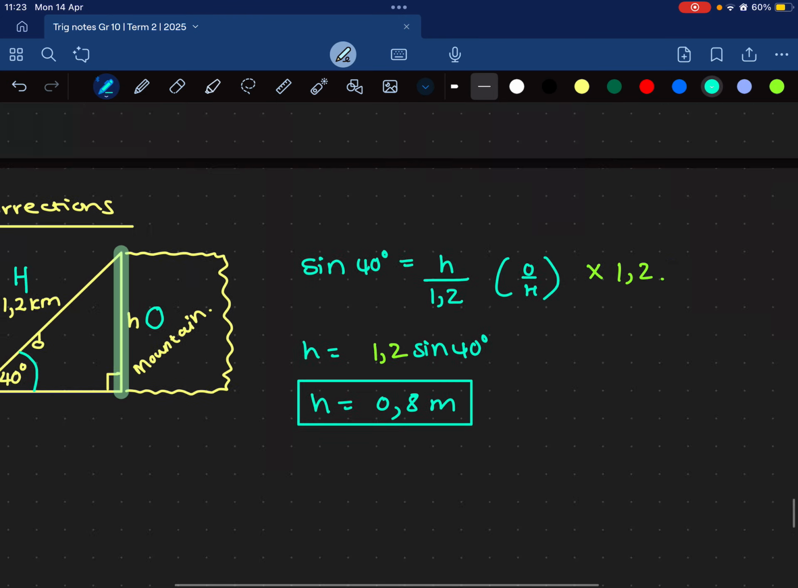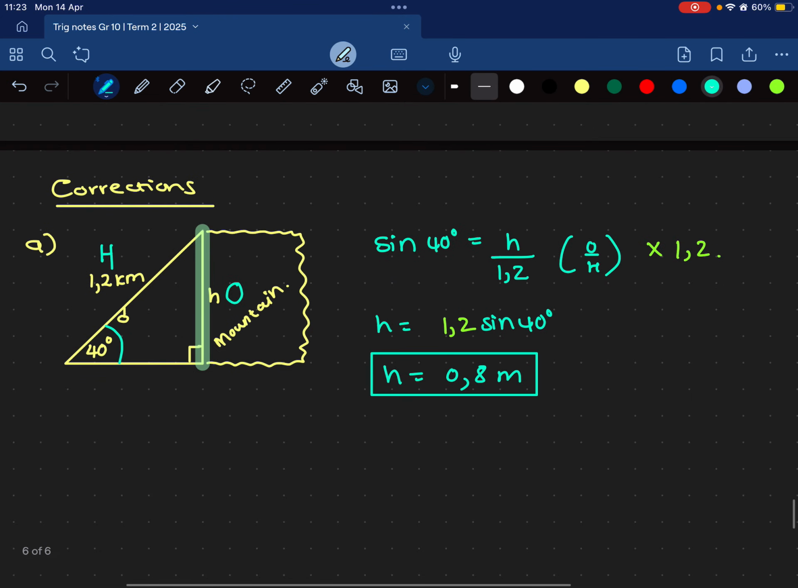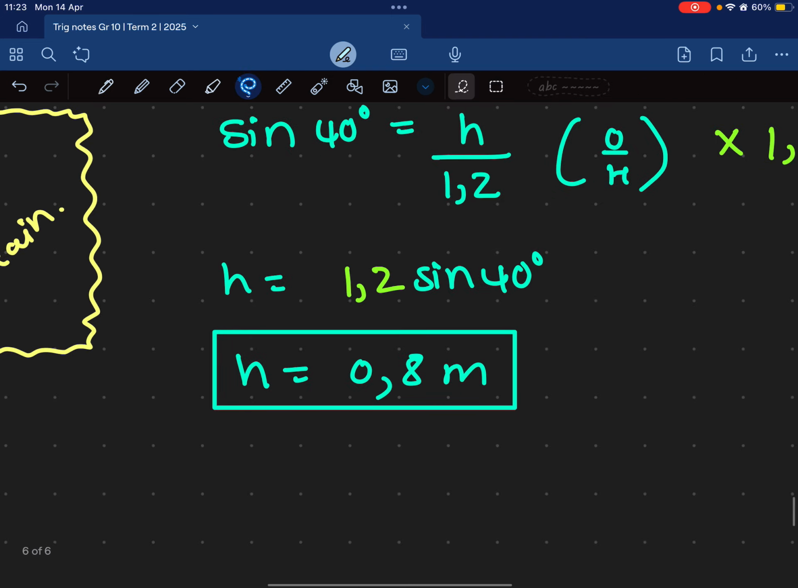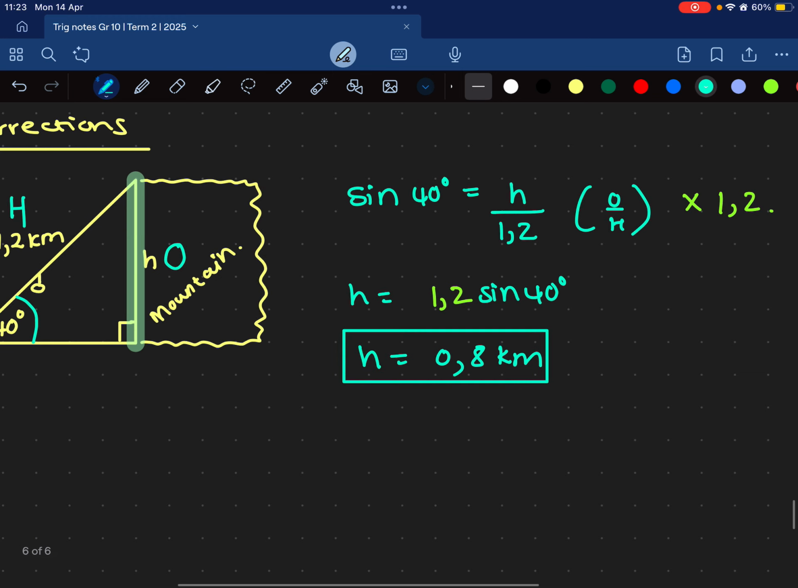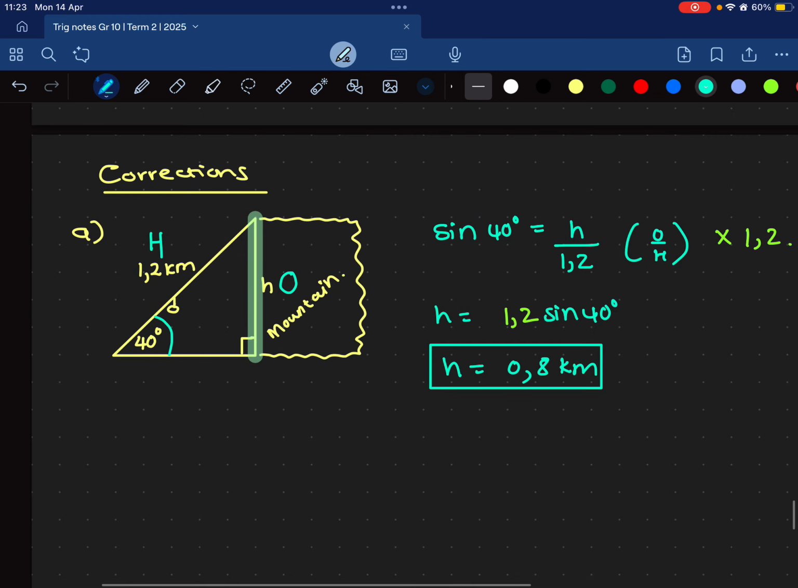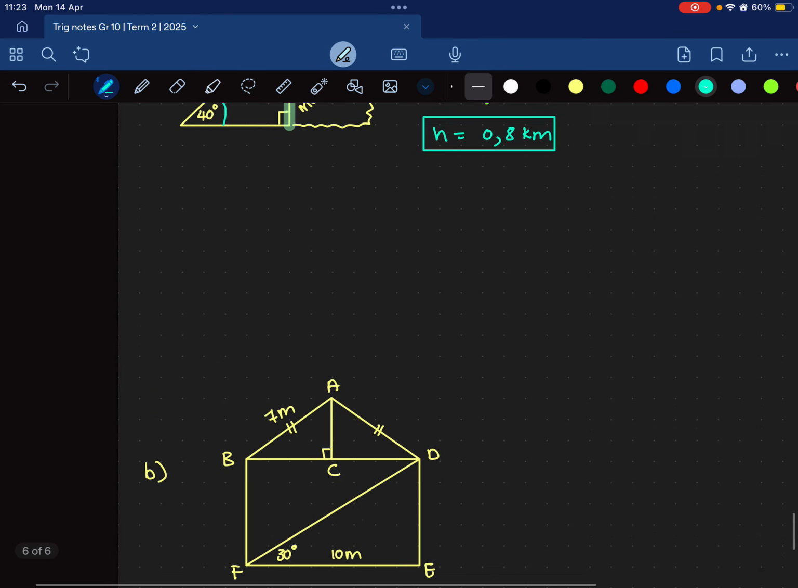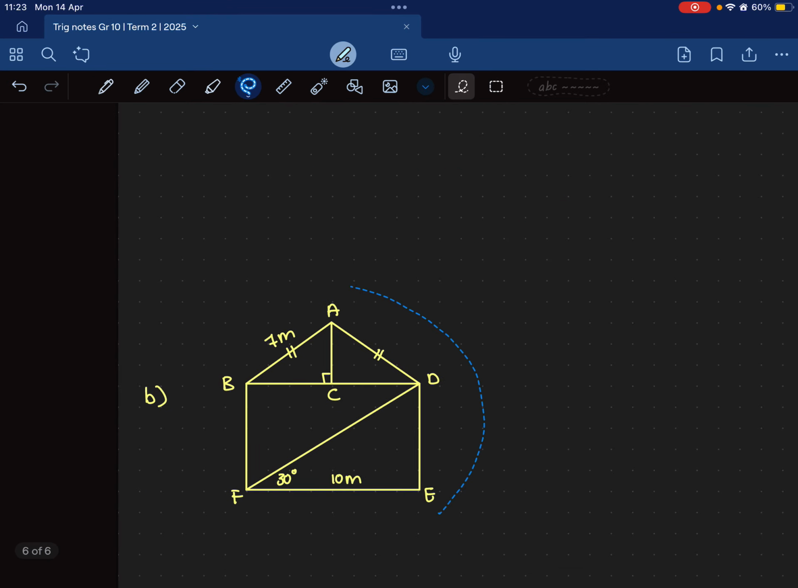Okay, don't be intimidated by the small number. It makes sense because if 1.2 is the hypotenuse, then it would make sense that it would be less than 1 meter. Oh, well, in this case it's kilometer, sorry. So just make sure you check your units. So it's 0.8 kilometers.